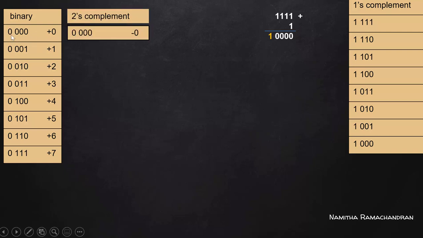So here, the zeros: for both positive 0 and negative 0, the representation is the same. This is an important point regarding the 2's complement representation. For 0, we have only a single representation. That means no ambiguity in the case of 0.